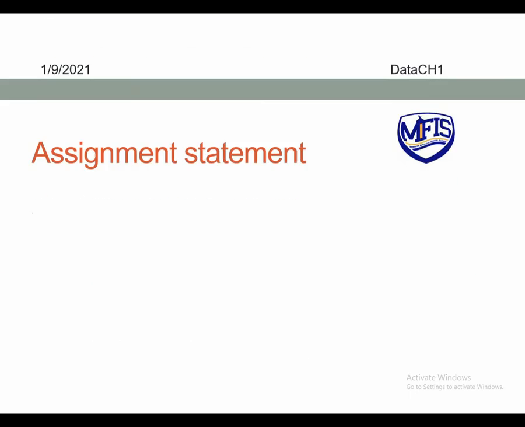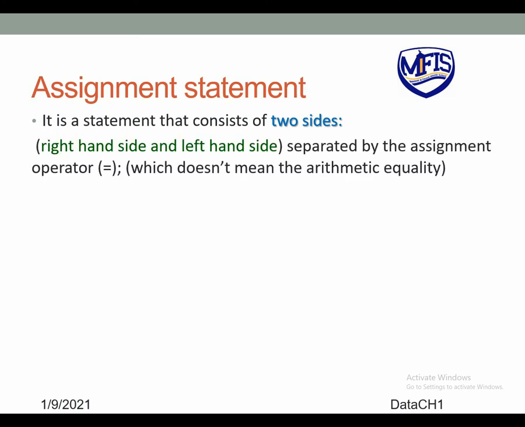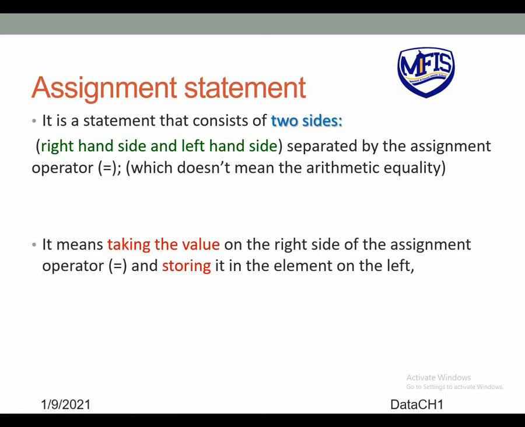Okay, what is the meaning of assignment statement, or how to assign value to the variable? Assignment statement means that we have two sides of the equation, the right hand side and the left hand side, separated by equal sign. But keep in mind, dear students, that equal sign doesn't mean the arithmetic equality. Okay, it means that we take the value on the right side of the assignment statement, operator equal, and storing it in the element on the left, or the storage space or the variable on the left.